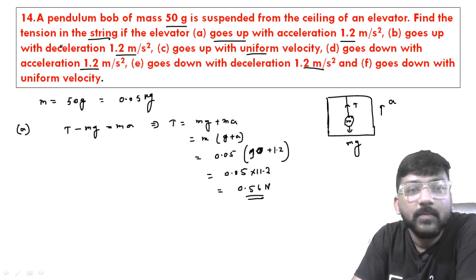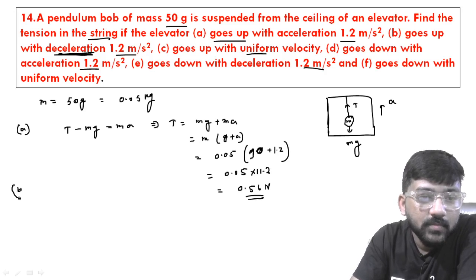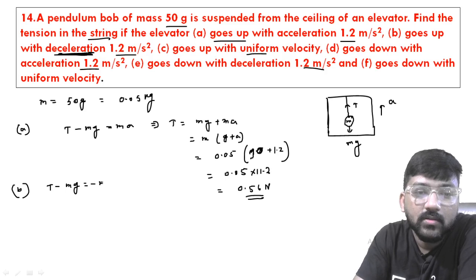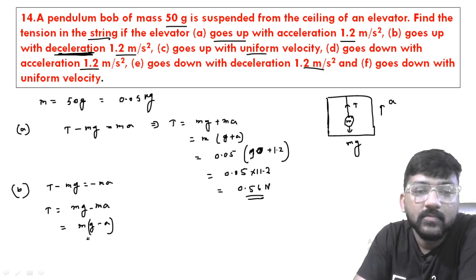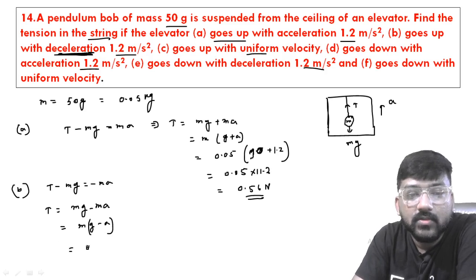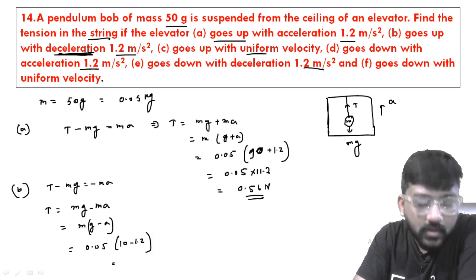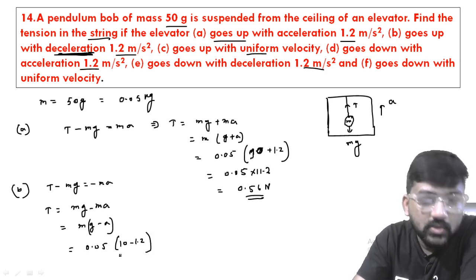But for part B, goes up with the deceleration. So deceleration means a will be negative. So for case B, you should write here T minus mg is equal to minus ma. So that will be T is equal to mg minus ma. That means m into g minus a. Okay, and that will be just 0.05 into 10 minus 1.2, and that will give you the result 0.4.